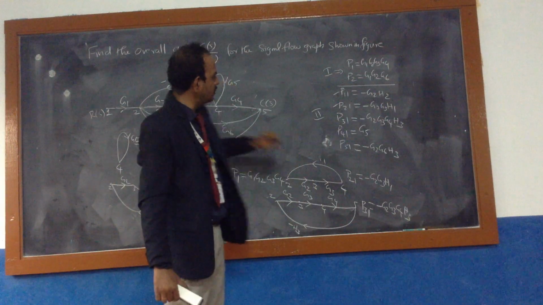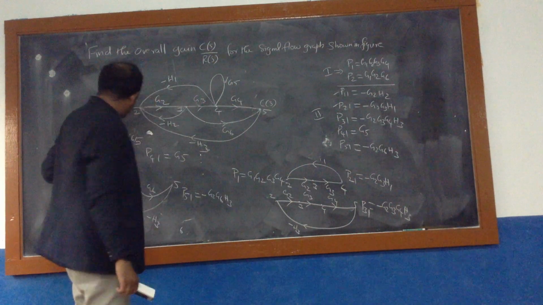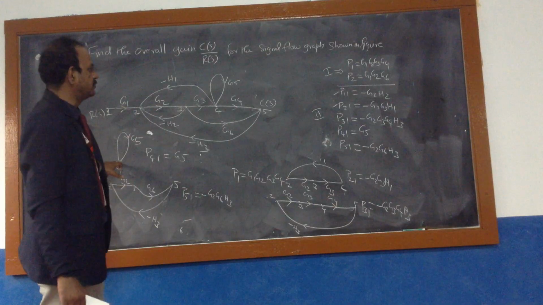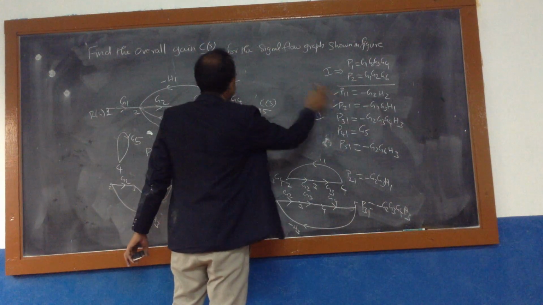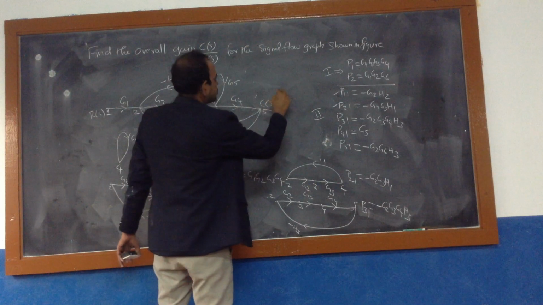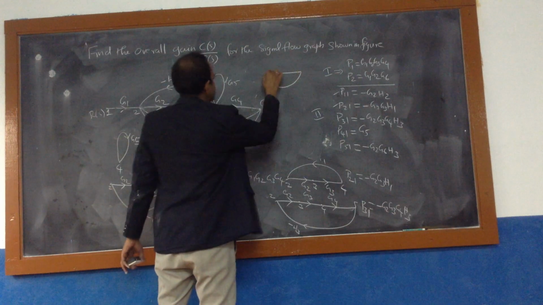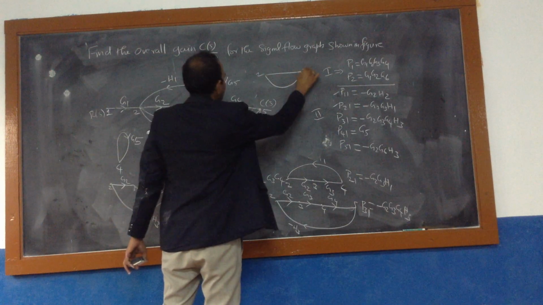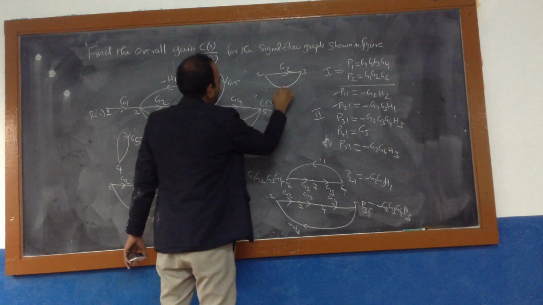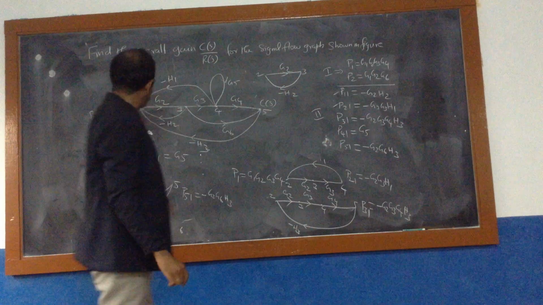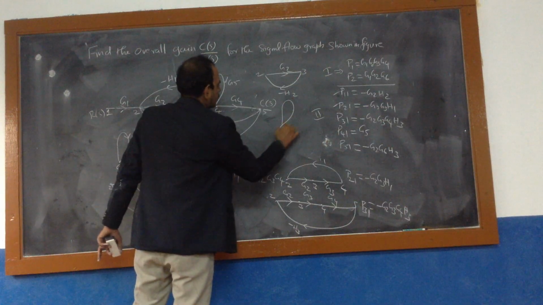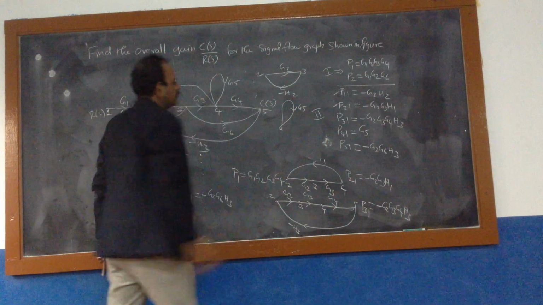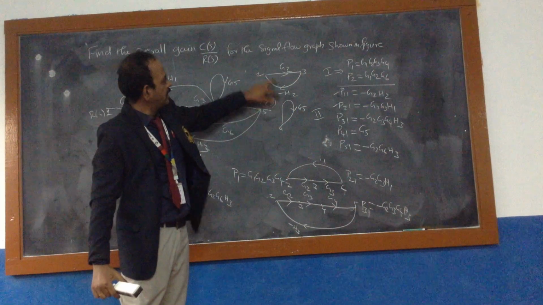1 and 4. 2 is there. Okay, 1 and 4 we can form. You can see that the first individual loop is G2 minus H2. G2 minus H2 is this, 2, 3. This is G2 minus H2. And the fourth individual loop is G5. Okay.